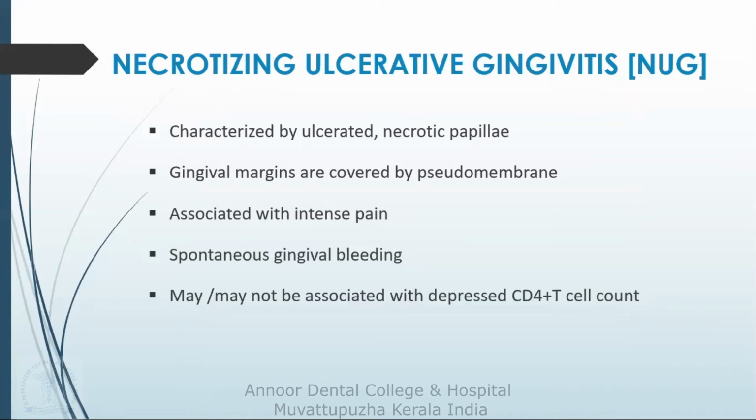So this is not exactly a potential marker. You cannot call necrotizing ulcerative gingivitis a marker for HIV infection. It can be present in just periodontal conditions. It may or may not be HIV positive, or even HIV negative patients may have necrotizing ulcerative gingivitis. So it is not associated with depressed cell count.